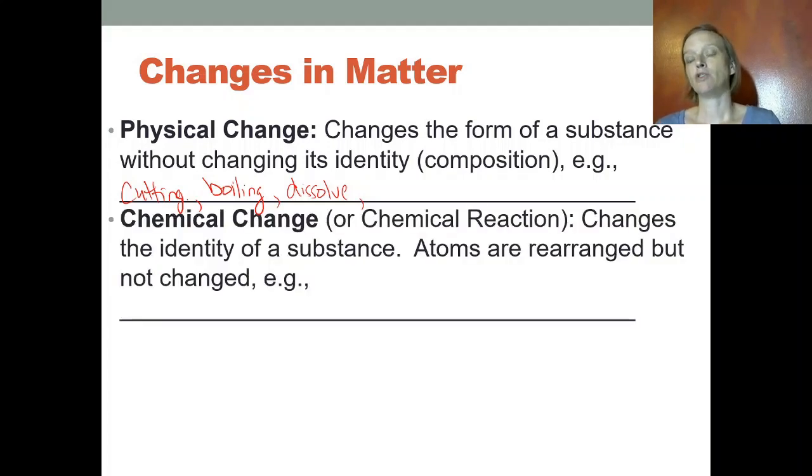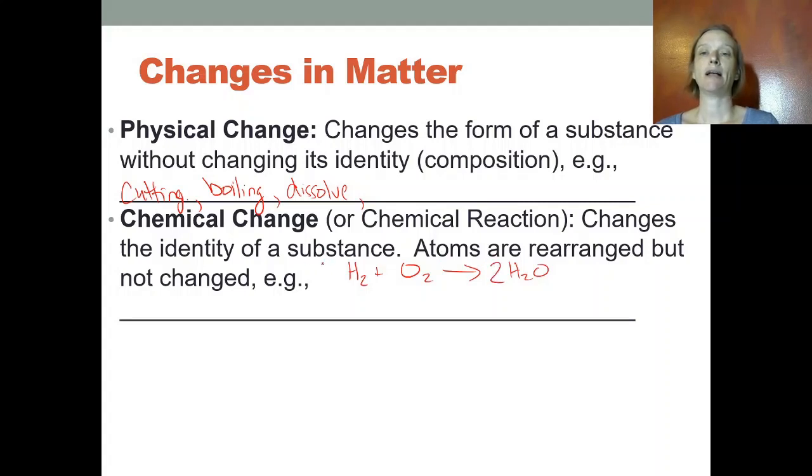A chemical change or a chemical reaction does change the identity of a substance. So you are rearranging atoms. You're not changing the atoms, you're just rearranging them. For instance, burning rocket fuel. If you burn rocket fuel, you start with hydrogen gas and you react it with oxygen gas and you produce water.